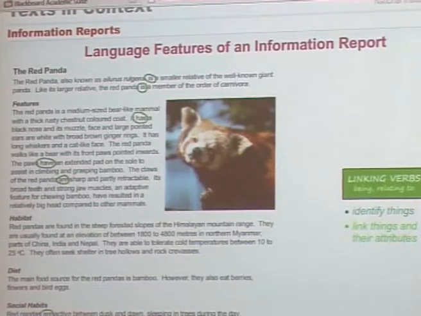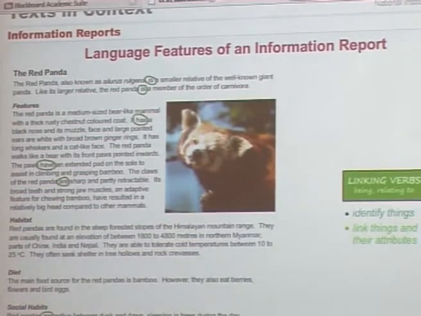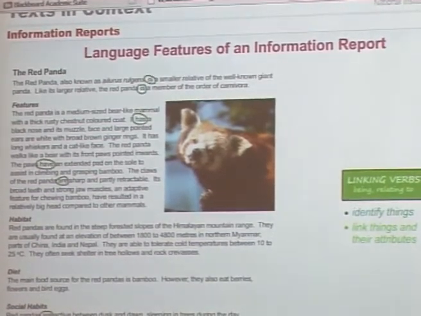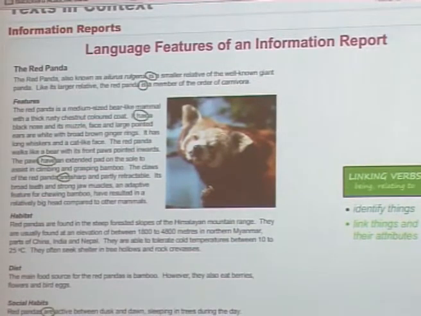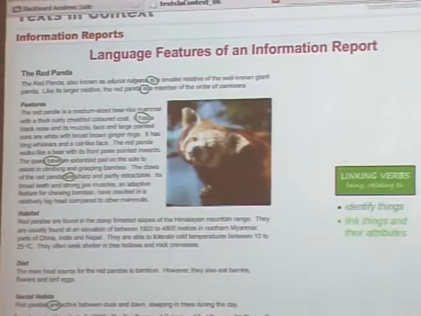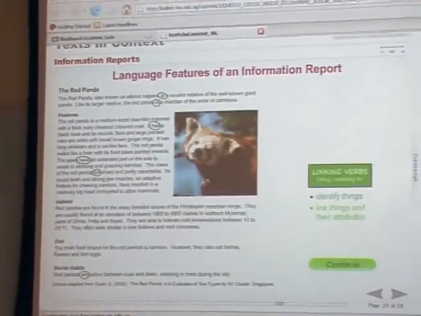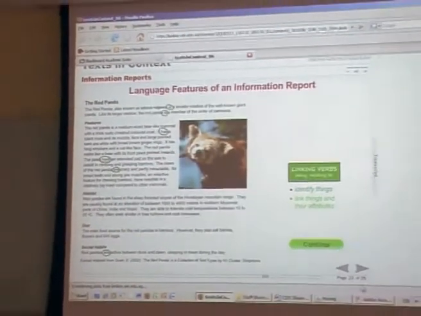As we discussed in an earlier module, linking verbs have several functions. One of which is to help us identify things. Another is to link things and their attributes. Now, which of these verbs perform the first function, and which the second? Take some time to think about this. Click on the continue button when you are ready to move on.